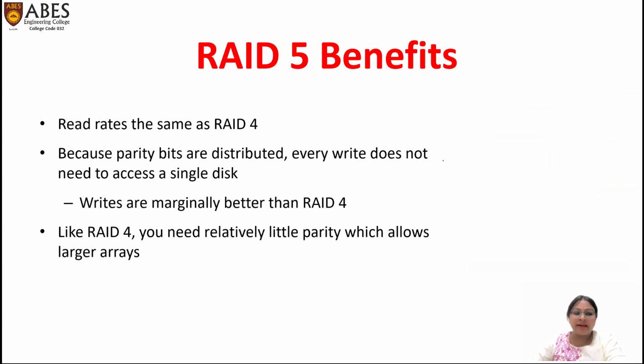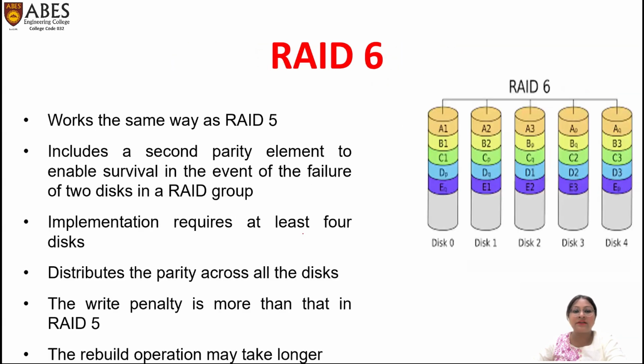Benefits of RAID 5 are that the read rate is the same as RAID 4 because parity bits are distributed. Even a write does not need to access a single disk. Like RAID 4, you need relatively little parity, which allows larger arrays. Next level is RAID 6. In RAID 6, all the limitations of the previous levels are rectified.